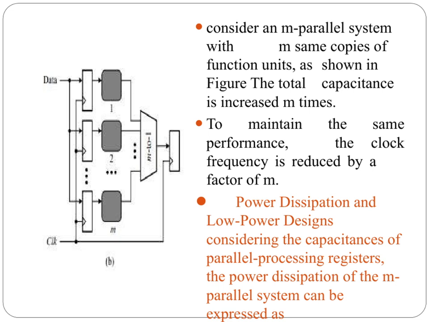When we take into account the capacitances of these parallel processing registers, the overall power dissipation in this M-parallel setup can be expressed in a specific way, reflecting both the increased capacitance and the reduced frequency. This relationship is crucial for understanding how parallel designs impact power consumption and helps guide low-power design strategies.